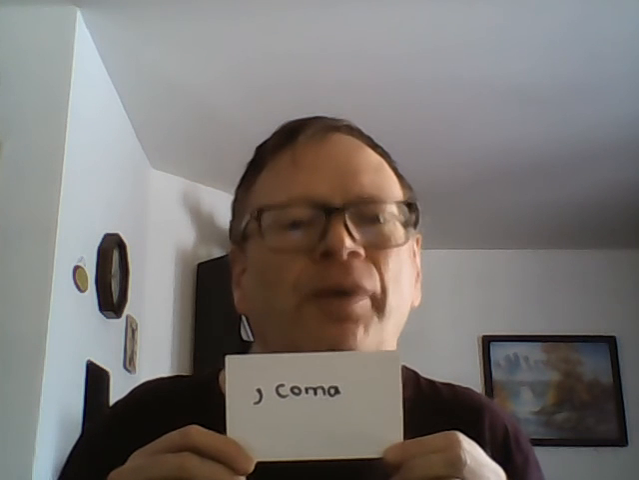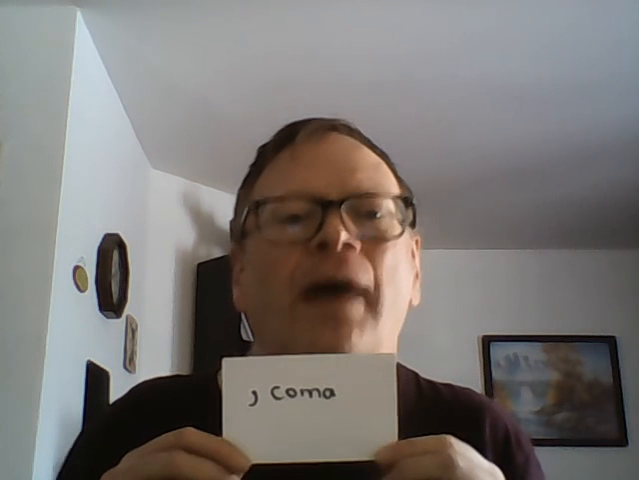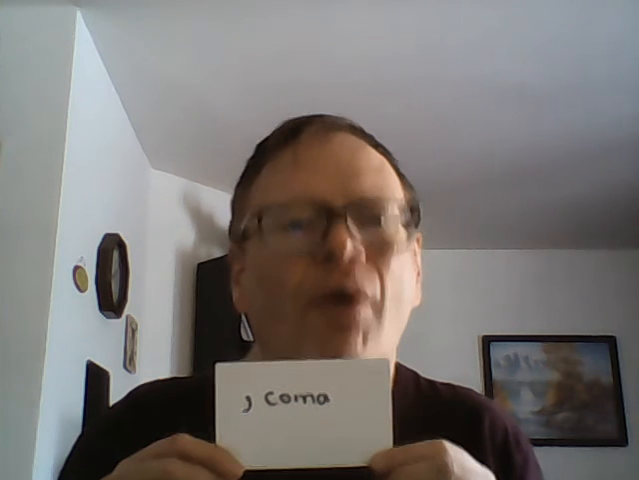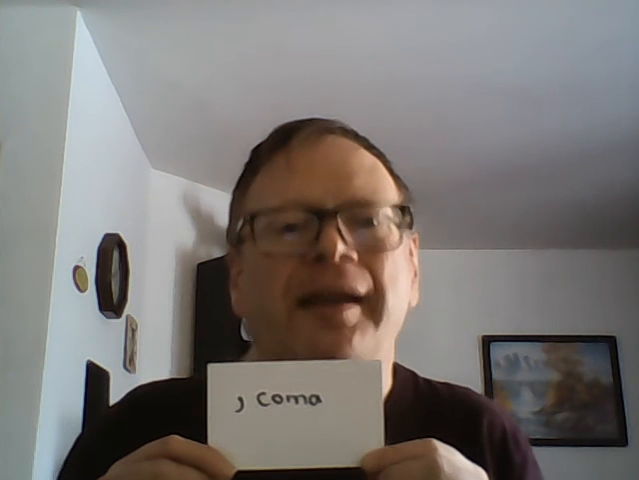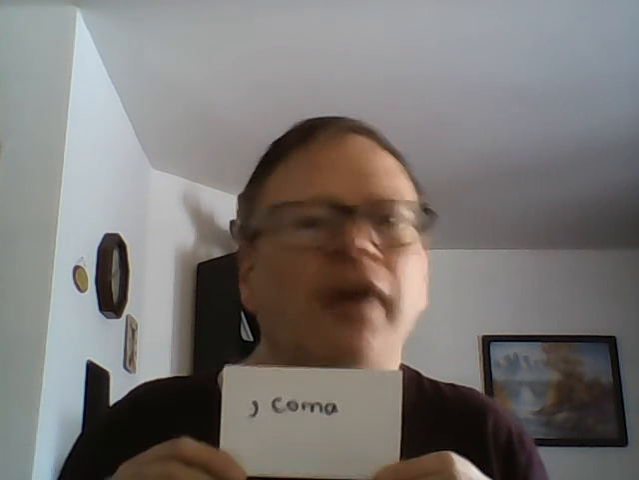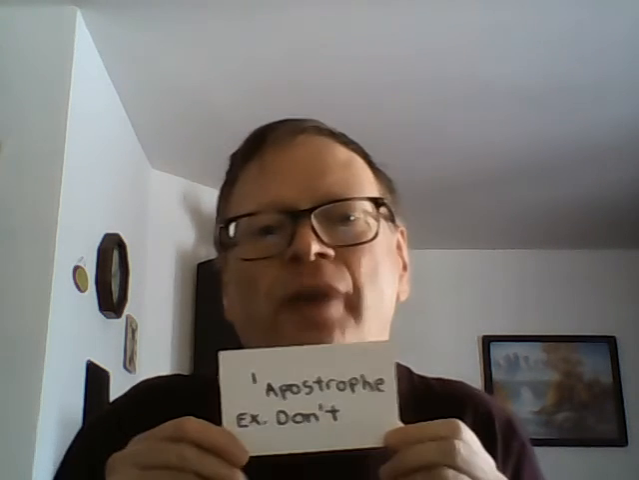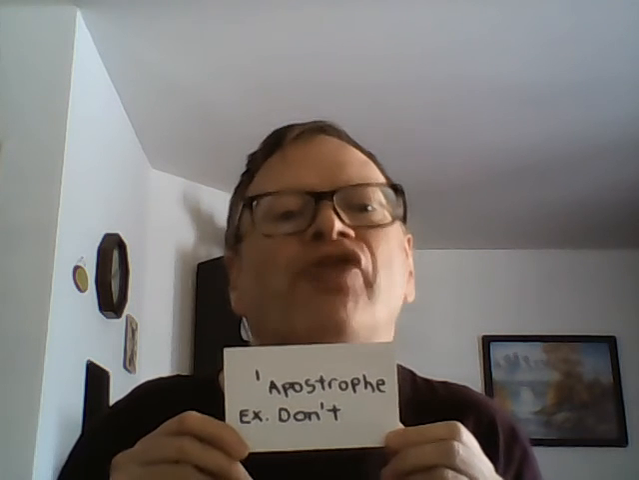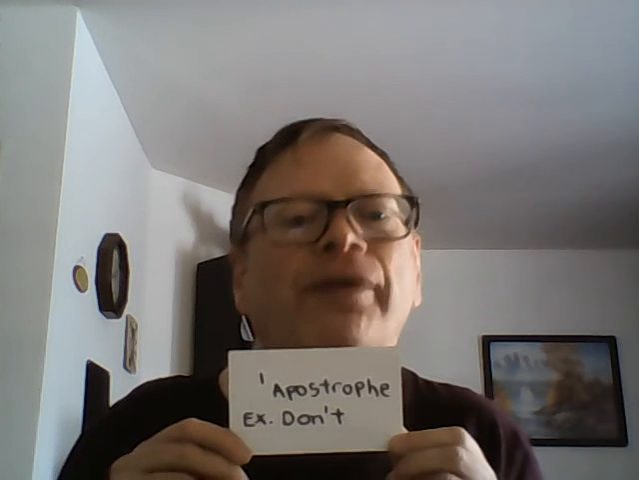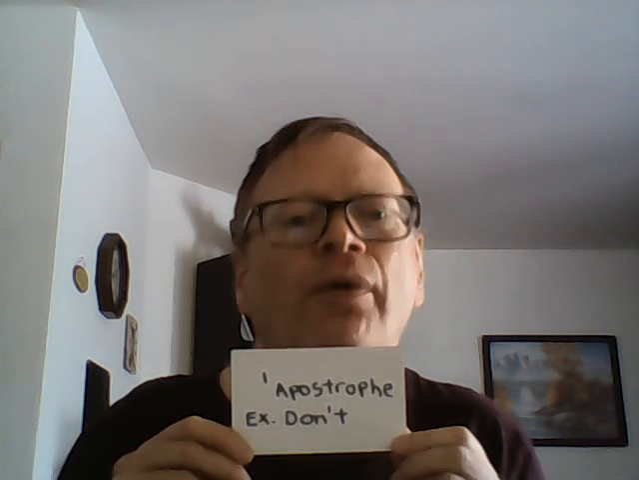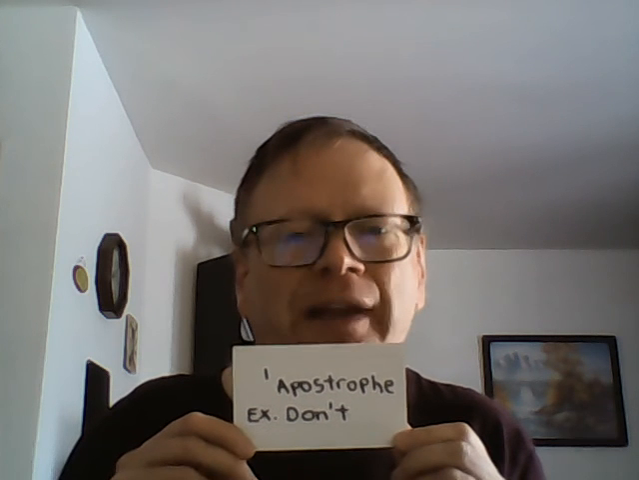Then we have the comma. The comma. Just a little note here, we use the comma when we're having a pause in a sentence or when we're listing many things like books, comma, toys, comma, etc. This punctuation sign is called the apostrophe. Apostrophe. For example, in don't, we have an apostrophe.